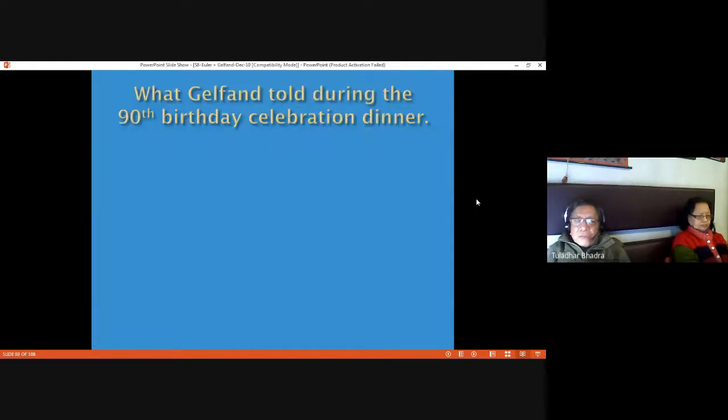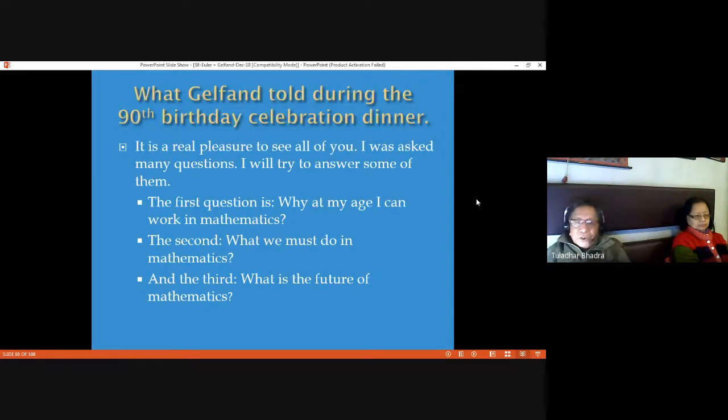What Gelfand said during the 90th birthday celebration dinner: it is a real pleasure to see all of you. I will ask many questions. I'll try to answer some of them. Let's look at his answer. The first question is, why at my age can I work in mathematics? So he was already 90 years old. The second question is, what must we do in mathematics? And the third question was, what is the future of mathematics?